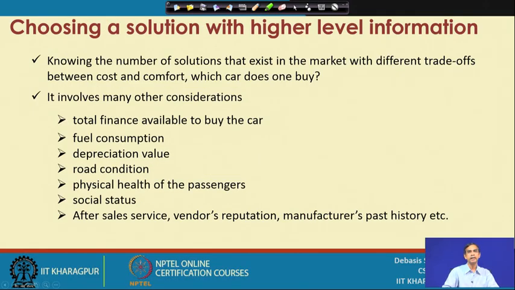In the context of this car purchase, the high level information includes the total finance you can give to buy the car, the fuel consumption of each car, the depreciation value, in which road condition which car travels better, the physical health of the passengers if a particular car is used, and the social status and all these things. So, these are the different high level information. If you take these into consideration along with the solutions you have obtained, it will help you to decide the right or desirable solution. We will learn a lot more about high level information whenever we discuss more theory.